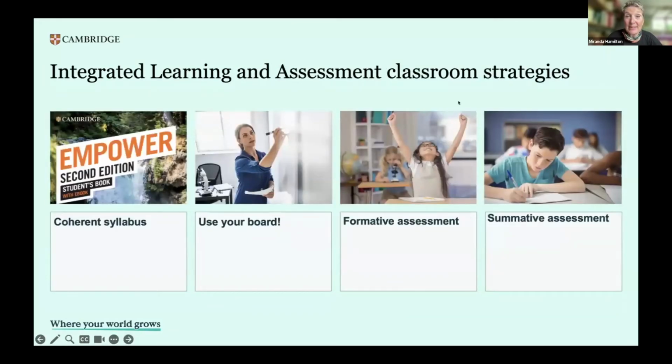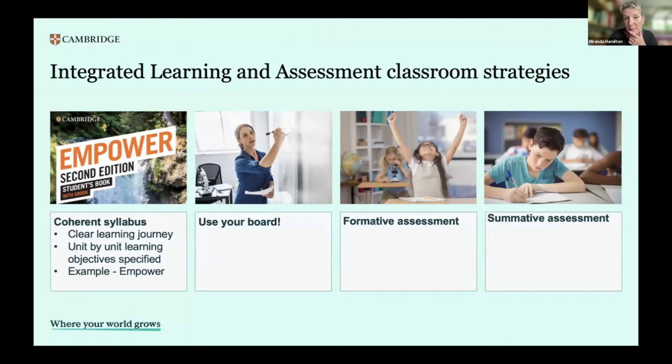So let's take a look at some really nice classroom strategies for ILA. First of all, it really helps to have a coherent syllabus. And an example is from Empower. There are other courses available like Power Up and Evolve, also who have an ILA approach within their structural design. But a coherent syllabus will provide you with a clear learning journey, so you know what the roadmap is, where you're taking your learners. Each unit and each lesson will have learning objectives specified.